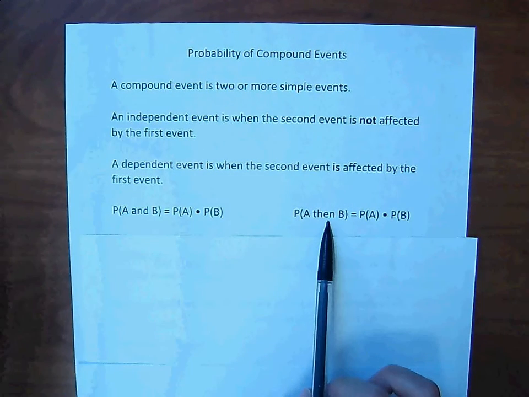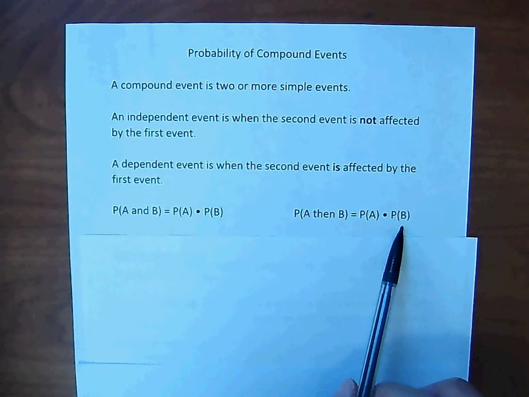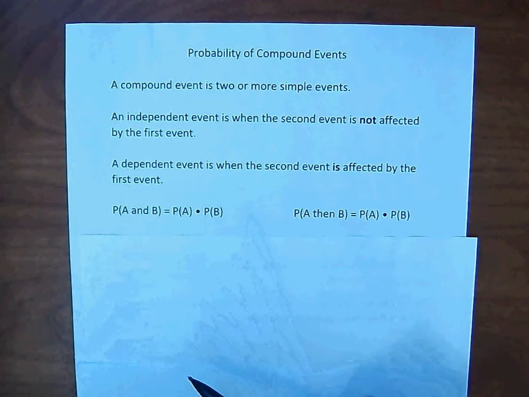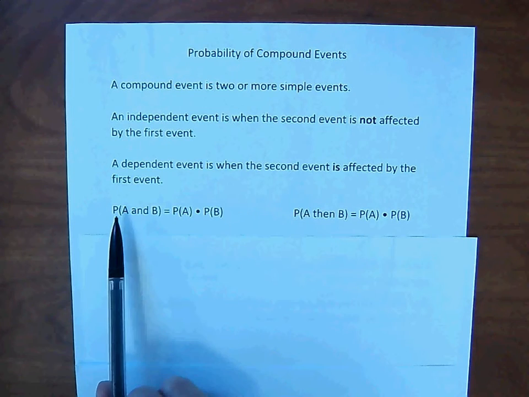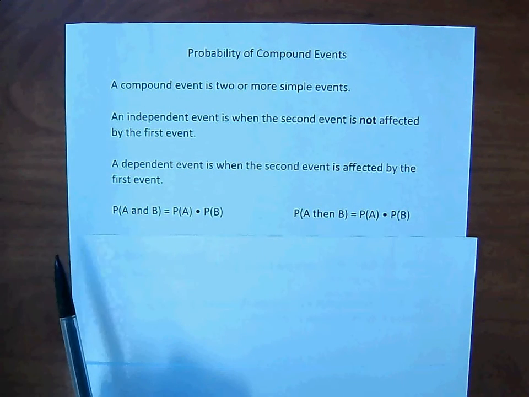All mean the same. Take the probability of the first event and multiply it by the probability of the second event. So it's very important that you're taking the time to set up the question for yourself and writing P and then whatever the two events are and separating them with the word and or then.